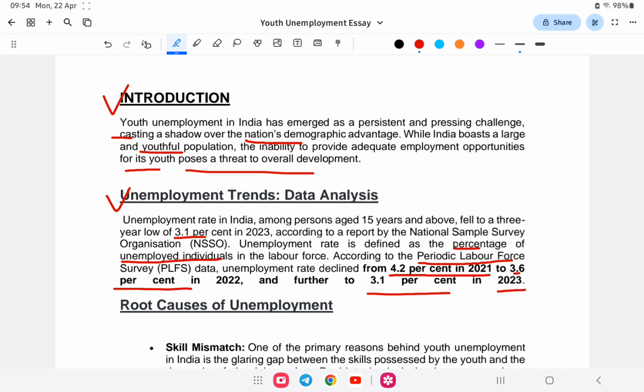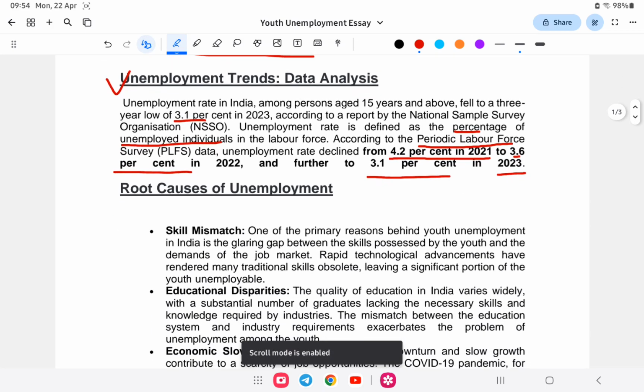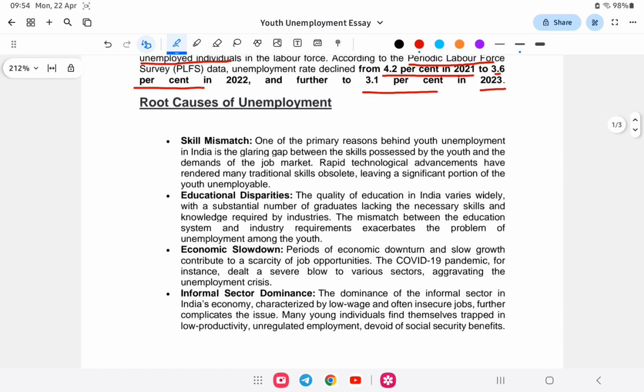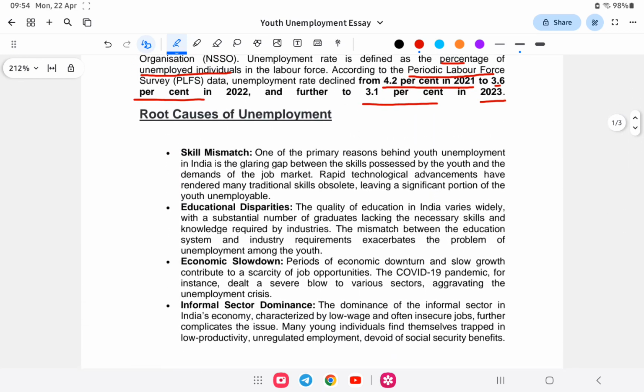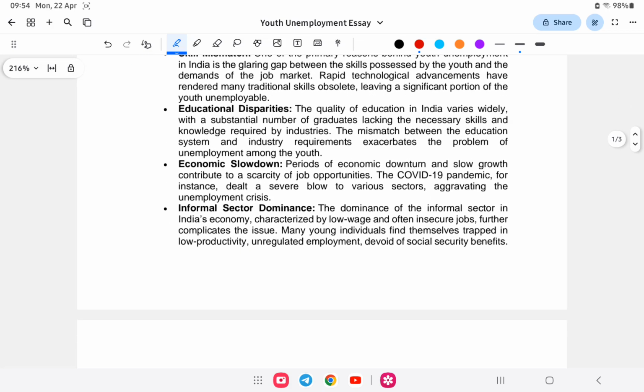So unemployment is a crisis in India. Let us look at the root causes of India's unemployment. First of all, let us study what the types of unemployment are.